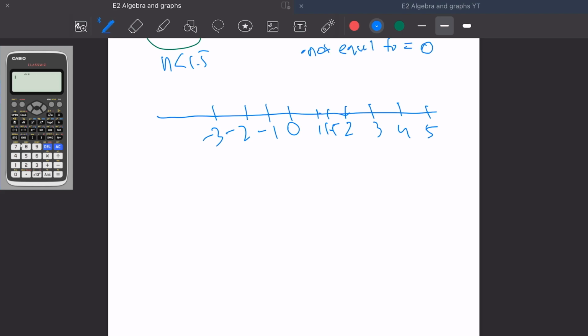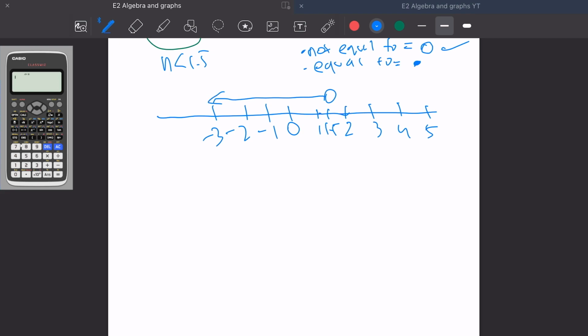Now, when it's not equal to, use a circle without any shading. But when it's equal to, use a shaded circle. So n is less than 1.5. So it's not equal to, so it uses this one. And it's less than, so it lies somewhere here.